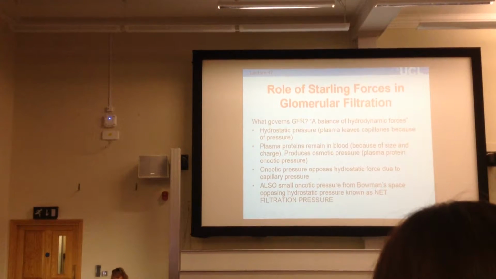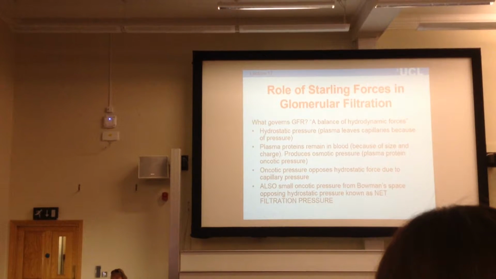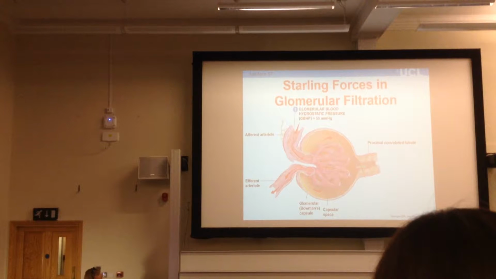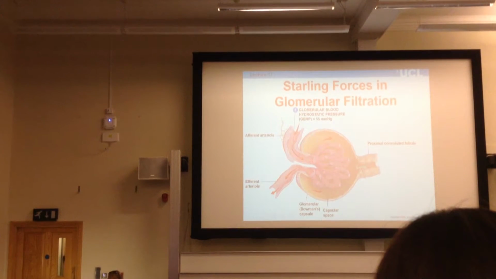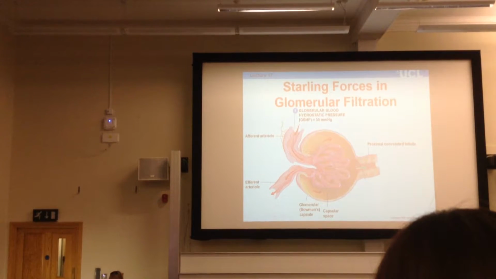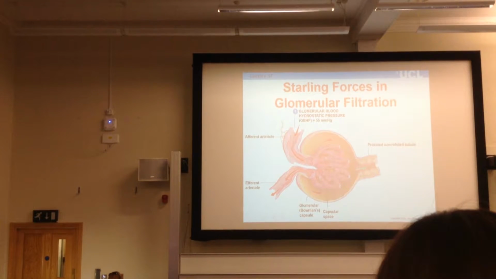Mostly this oncotic pressure opposes the hydrostatic force. But there are small amounts of pressure within the Bowman's capsule. And so when we look at all these forces together, we talk about the net filtration pressure. So let's have a look at that in a bit more graphical detail. Within the Bowman's capsule, we've got the blood flow coming in through the afferent arteriole, and the hydrostatic pressure coming in is about 55 millimetres of mercury.